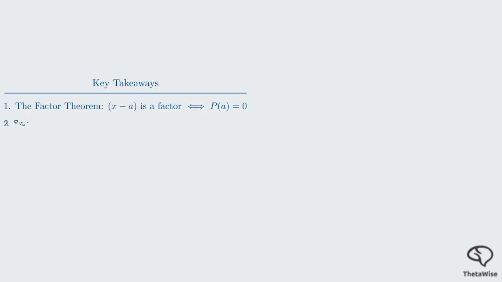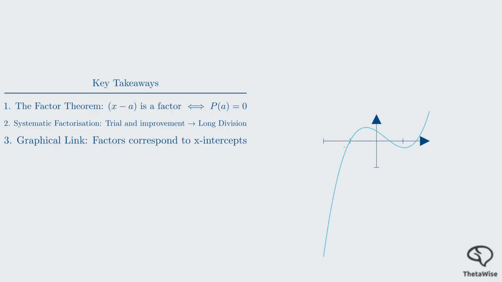To factorize a cubic completely, find the first linear factor using trial and improvement with factors of the constant term. Then, use algebraic long division to find the remaining quadratic factor. Remember that the factors of a polynomial directly correspond to its roots and x-intercepts on a graph. If x minus a is a factor, the graph must cross the x-axis at x equals a.